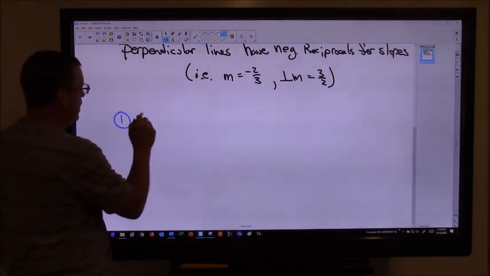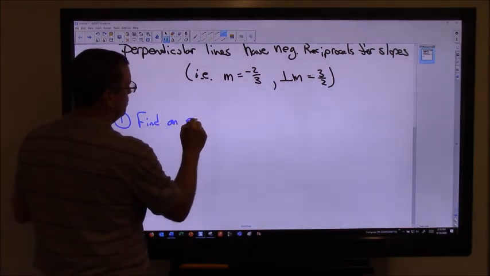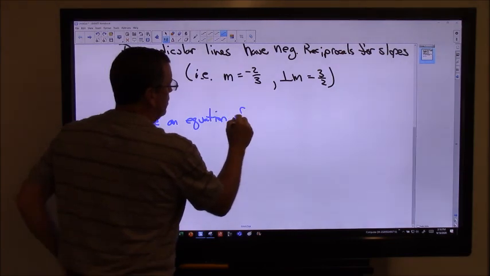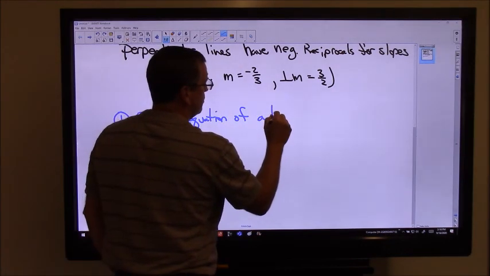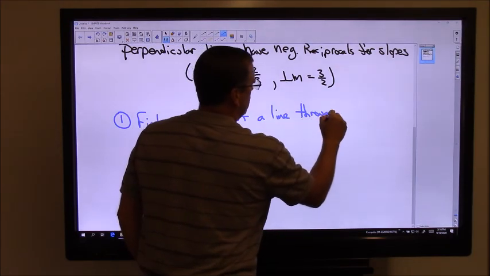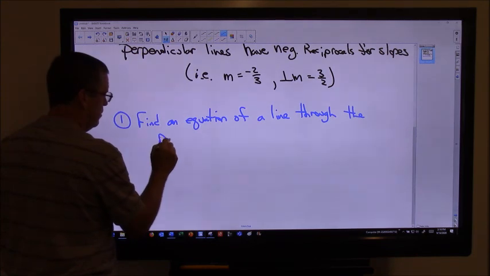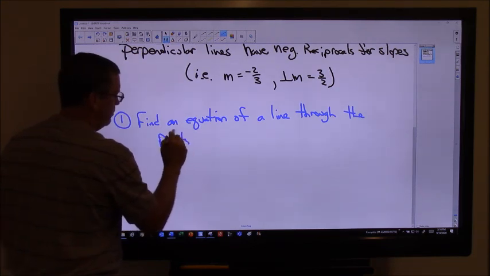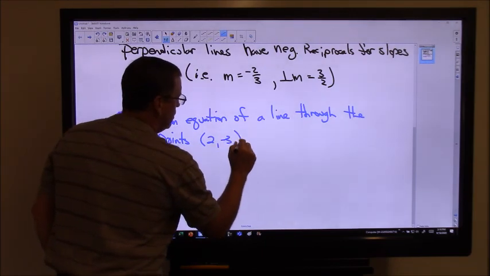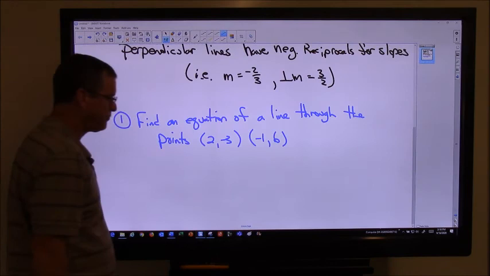So I want for you guys to find an equation of a line through the points 2 comma negative 3 and negative 1 comma 6.